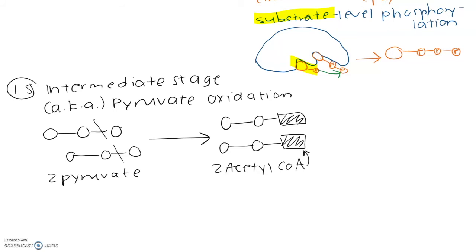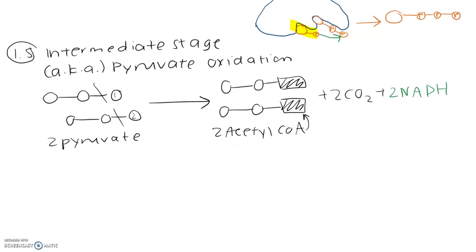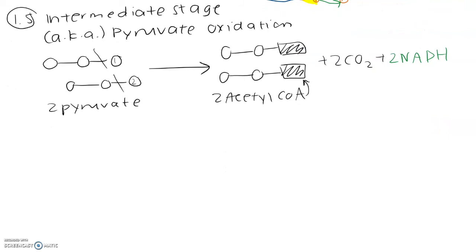Now, when you cut off a carbon atom, you can think of each of these carbon atoms as becoming a CO2. So we're cutting off 2 carbons here, and so we're going to make and release 2 CO2. In addition, this process helps us make some more of those electron carriers, which is NADH. We make 2 of them in the intermediate stage. Now that we have 2-acetyl-CoA, we are ready to go to our next stage, which is the citric acid cycle.